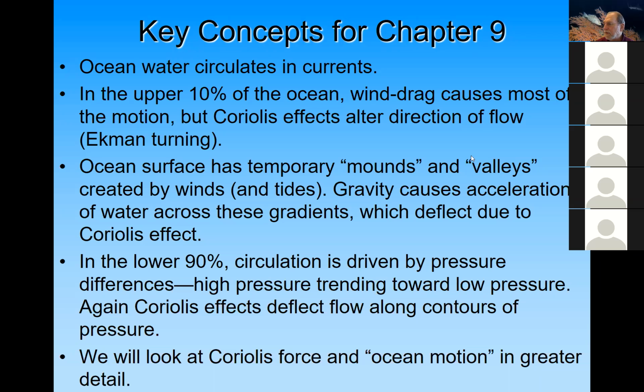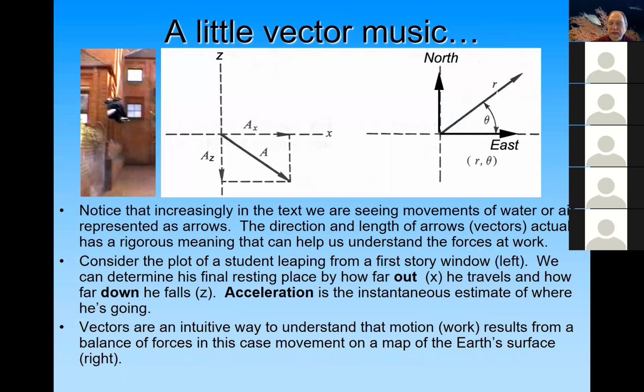But an important concept that we'll be dealing with is the idea of vectors. Increasingly, as we've been reading the text, particularly in chapters 8 and 7, you're starting to see movements of water and movements of air represented by arrows. These arrows are vectors. I'm almost certain you've run across vectors in your education to date, but we're just reviewing what vectors are. Vectors are a very convenient way of expressing acceleration in multiple directions.